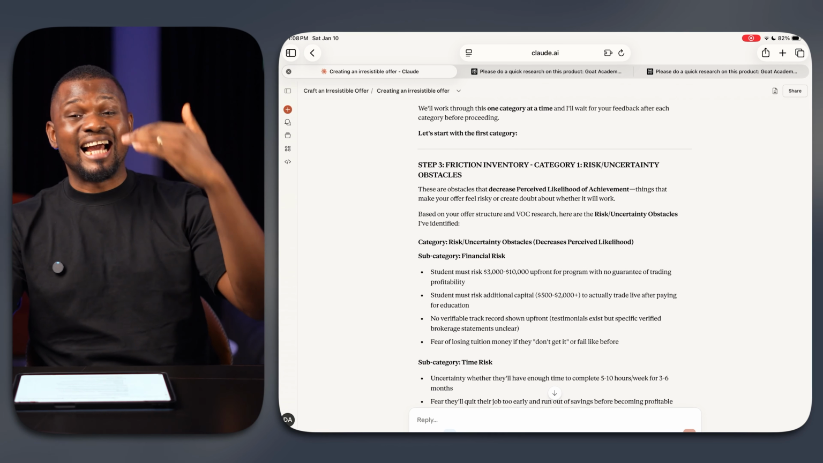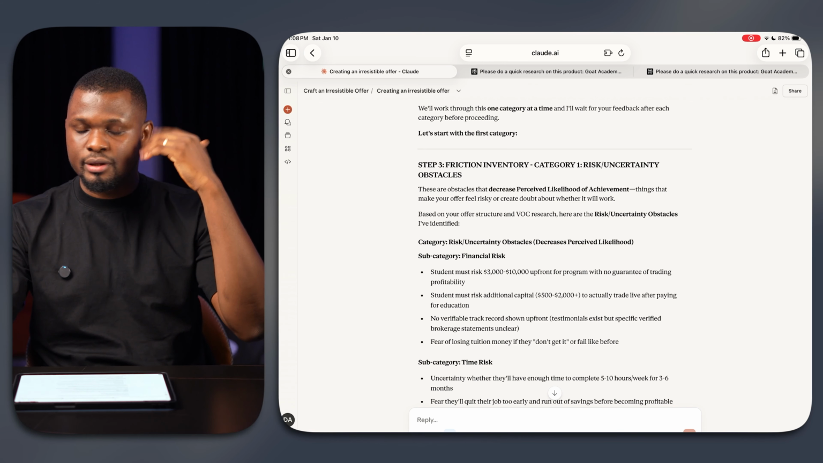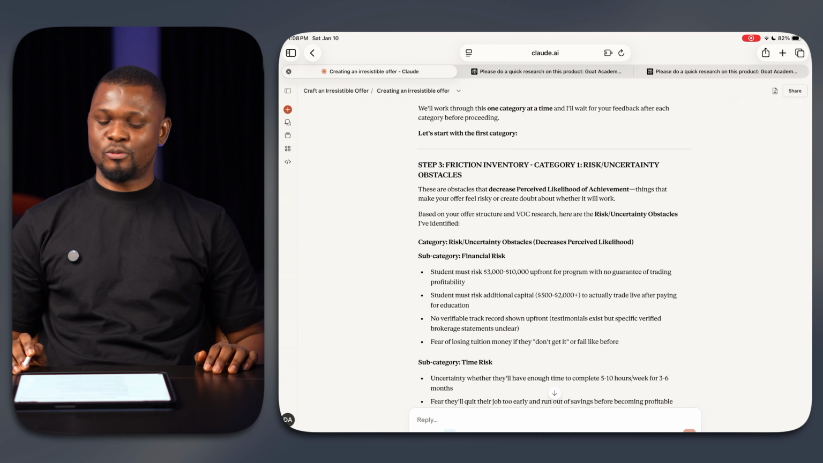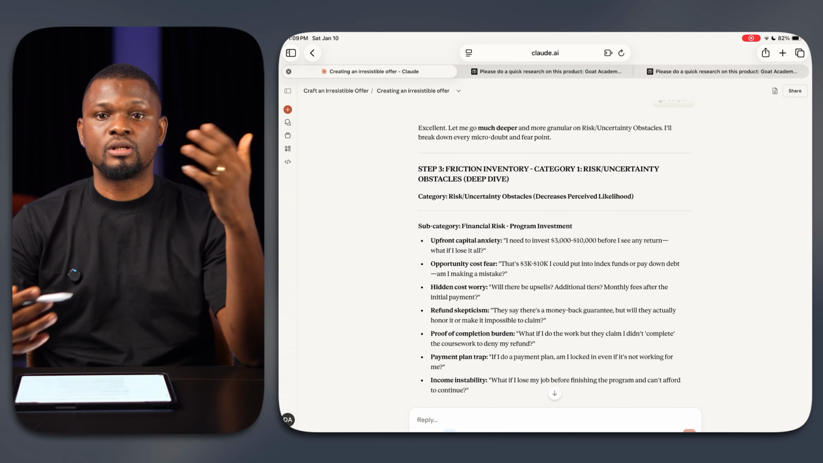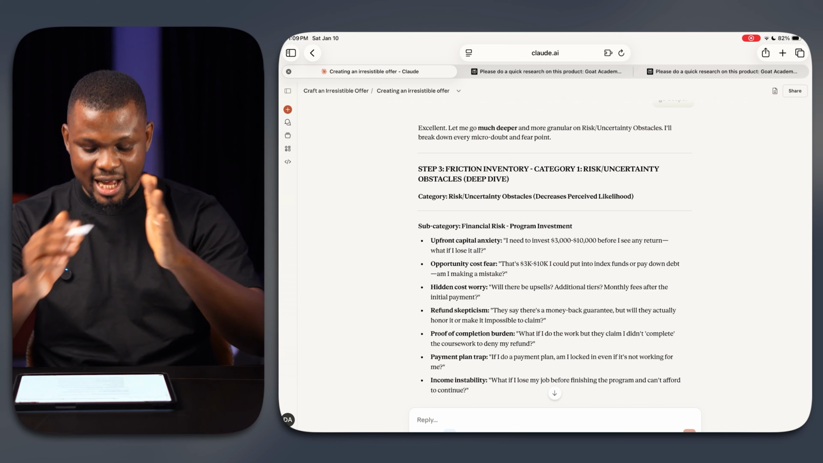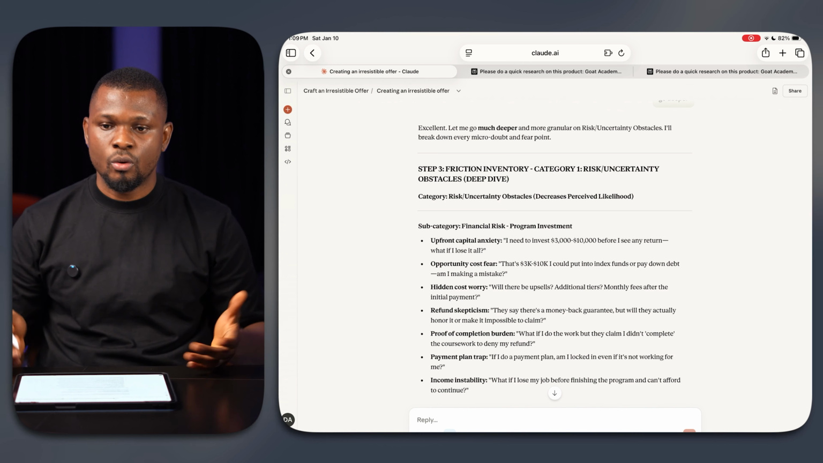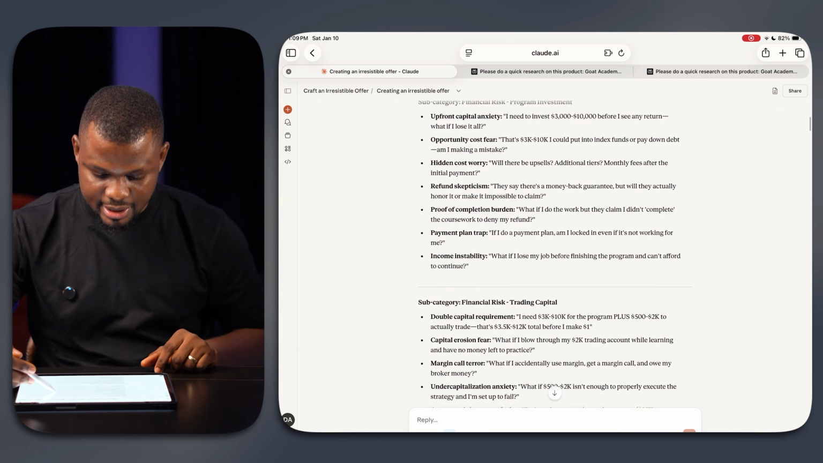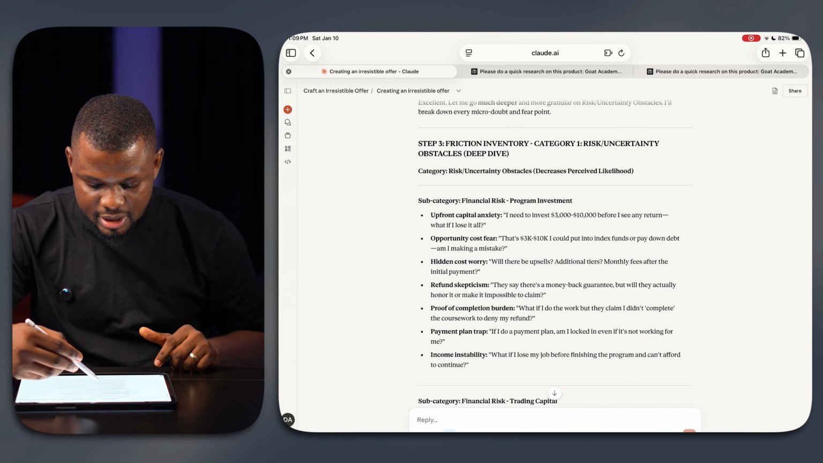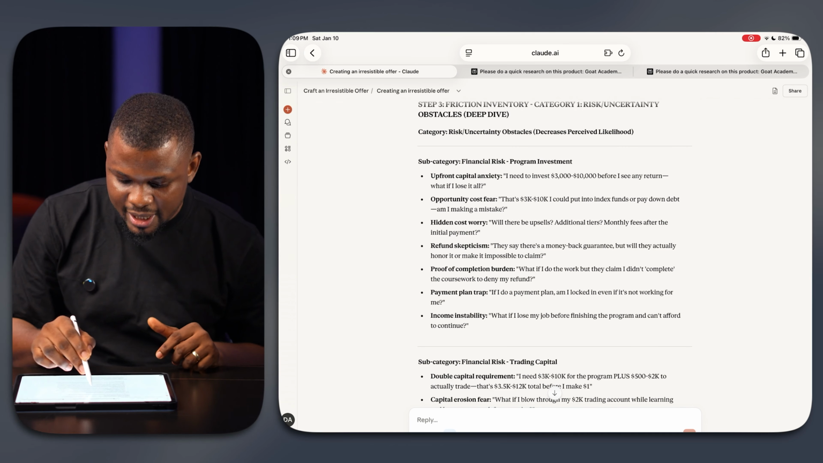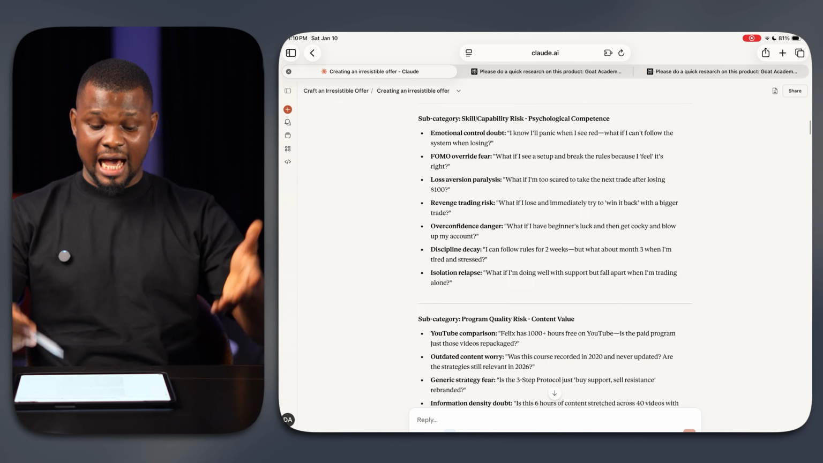So it starts highlighting all the friction the AI tool can think of. Now, I tell you, we are smart as humans, but we're not as smart as AI to come up with a host of problems, obstacles, objections, and risk concerns that your ideal audience will most likely be thinking about. It will do it better than we can. And you can see, look at it: financial risk for the program, upfront capital anxiety, opportunity cost, and then it explains it with a colon in front. You can see how long this is.